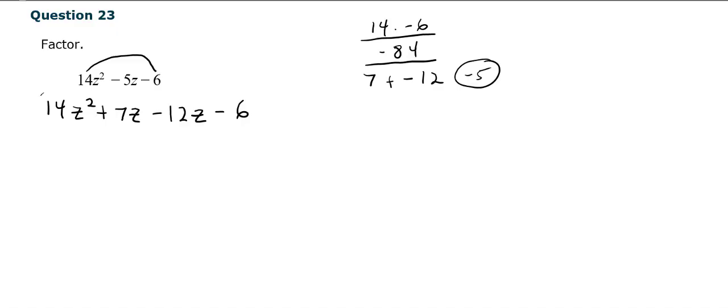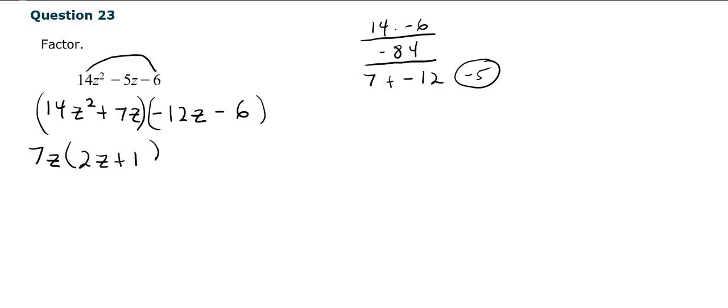Then we're going to factor by grouping. And in the first group, the greatest common factor of 14 and 7 is 7. They both have z's, and the one with the smallest exponent is z to the first. So 14 divided by 7 is 2. I had 2 z's, I took one out. And for the second one, 7z, any number divided by itself gives me 1.